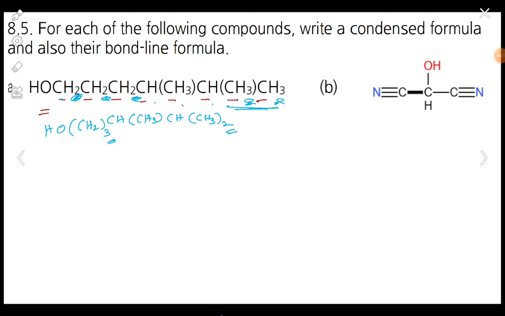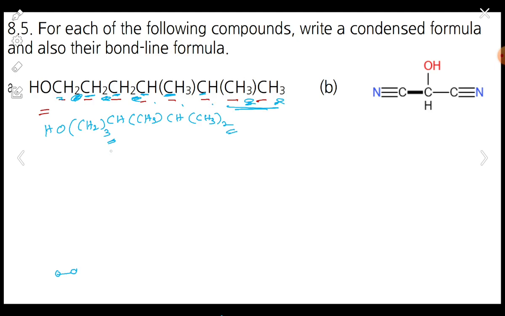So for bond line formula, we know that if you write a dash, it means there are two methyl groups, right? And we can indicate other bonds also, right? So let's look at how to draw the structured condensed formula for this one. Again, we have to count the number of atoms. Carbon atoms, how many are there? 1, 2, 3, 4, and then this one becomes a branched chain. 5, and then 6.